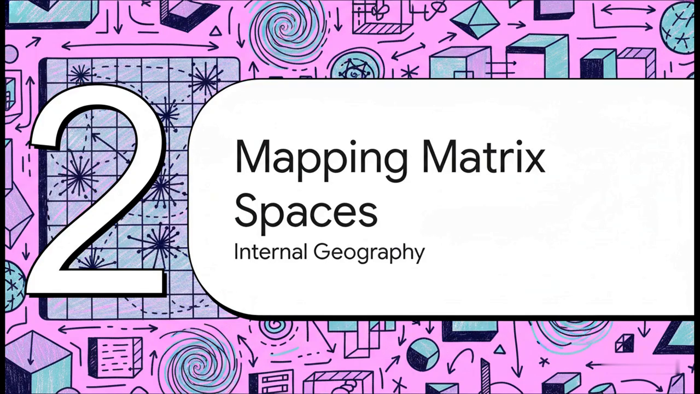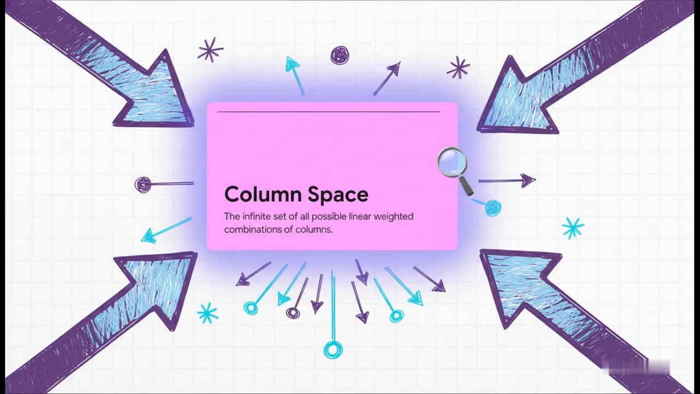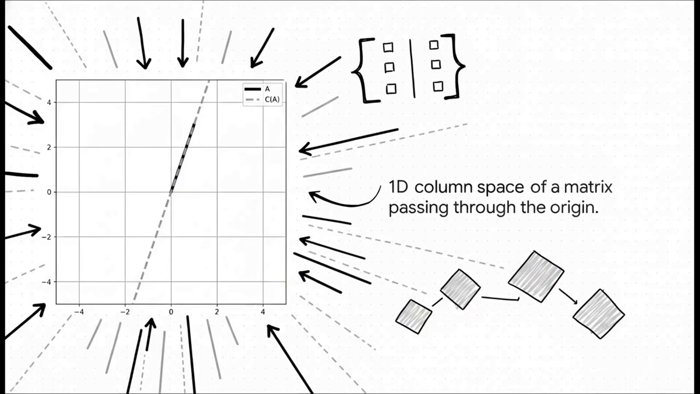Let's look at their internal geography. First up, we have the column space. Think of the columns in your matrix like primary colors of paint. The column space is the infinite set of all the possible new colors you can create by mixing, or taking linear-weighted combinations, of those original columns. To picture this, if your matrix has just one single column, its column space is an infinitely long 1D line passing right through the origin. Every point on that line is really just a scaled version of your original single vector.